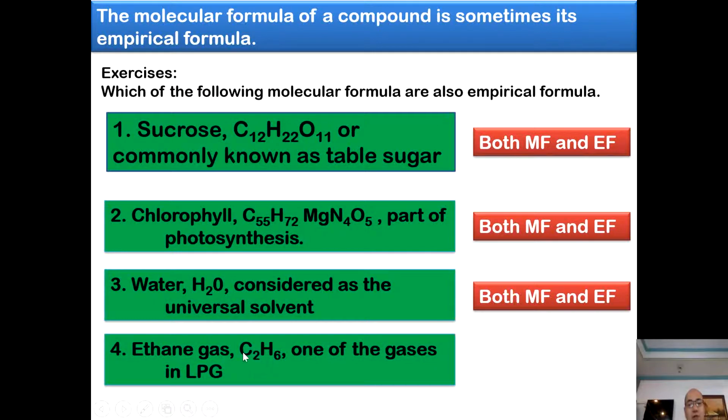So again, you're going to divide. C2 divided by 2 will give you C, and H6 divided by 2 is equal to 3. So what is the empirical formula? It should be CH3. But in terms of the question, C2H6 is considered a molecular formula only. Okay, did you get that?